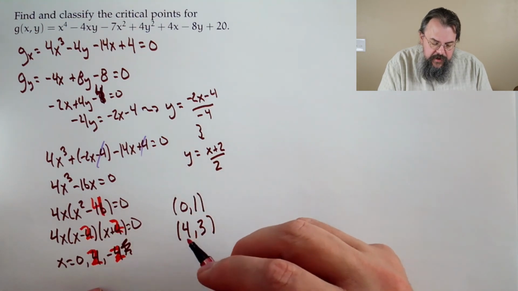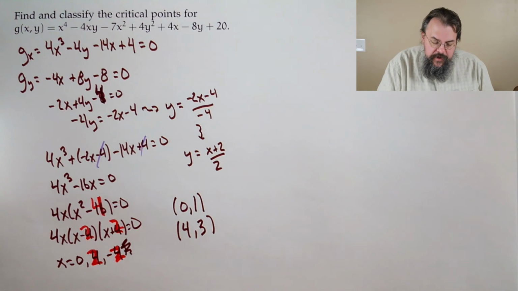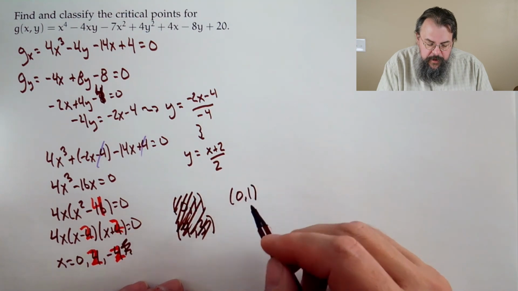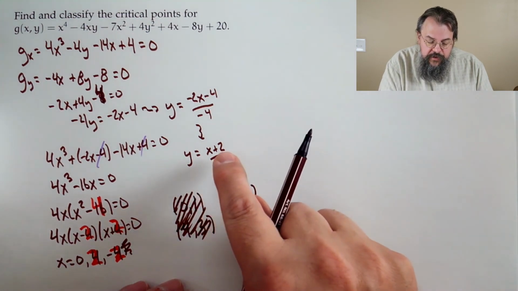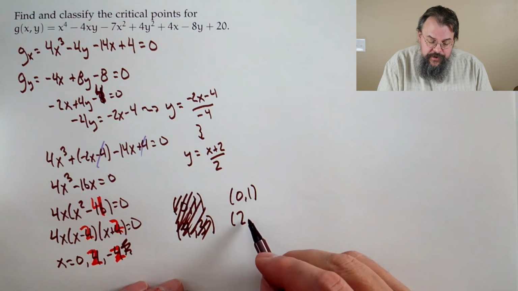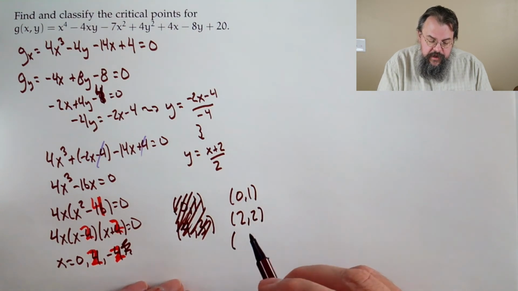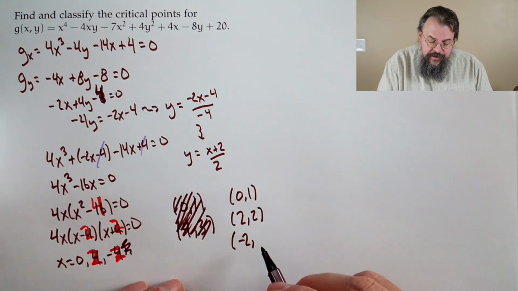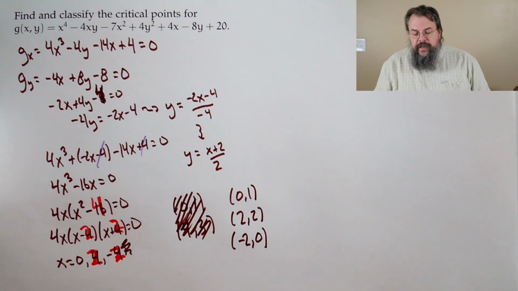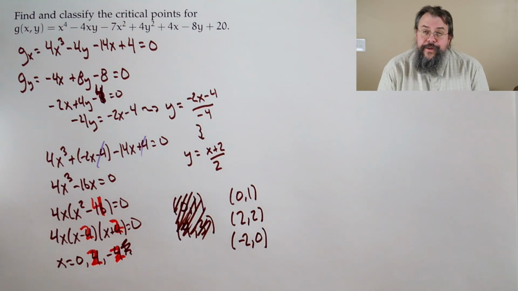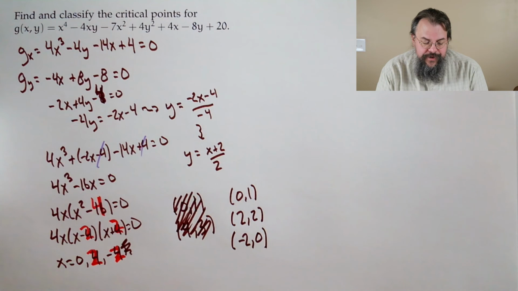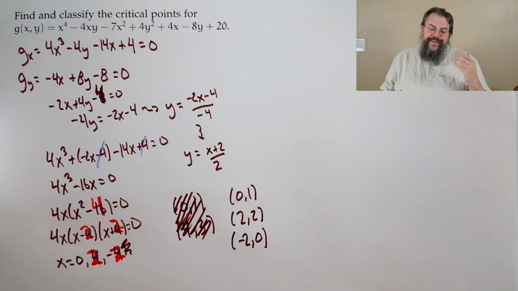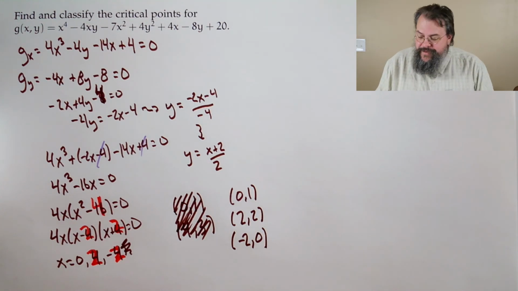And, okay, so 0, 1 is perfectly fine, right? Because that's not affected. But we'll list them again. 0, 1. Then 2 plus 2 over 2. That's 4 over 2, which makes it 2. And then when we plug in negative 2 plus 2 is 0 over 2 makes 0. So those are our 3 critical points. 0, 1, 2, 2, minus 2, 0. Can't believe it. Man, and it's the last one, of course, too. Well, all right, back to our problem.